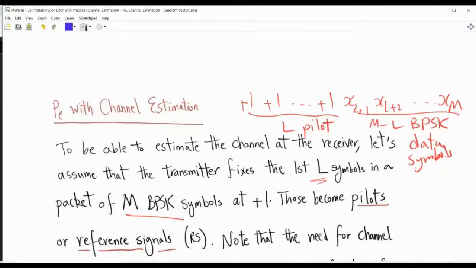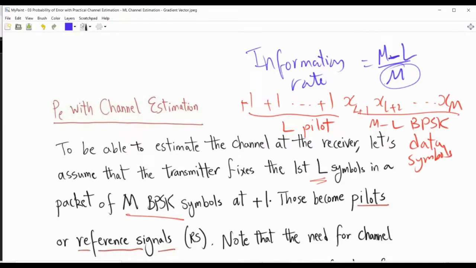Right, so the information rate now is something like M minus L over M, because you transmit M symbols. However, the actual information is carried by just M minus L symbols. Okay, so this is the information rate, and as we will see, if you want your channel estimate to be better, you will have to increase L, but then you will have to decrease the information rate. So there is a cost.